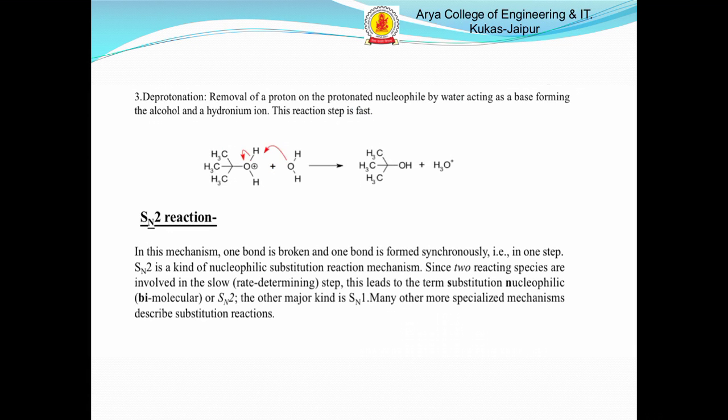The second mechanism is the SN2 mechanism or SN2 reaction. In this reaction, one bond is broken and one bond is formed in one step. SN2 is a kind of nucleophilic substitution reaction mechanism. Since two reacting species are involved in the slow step, this leads to the term substitution nucleophilic bimolecular or SN2. The other major kind is SN1. There are many other more specialized mechanisms.